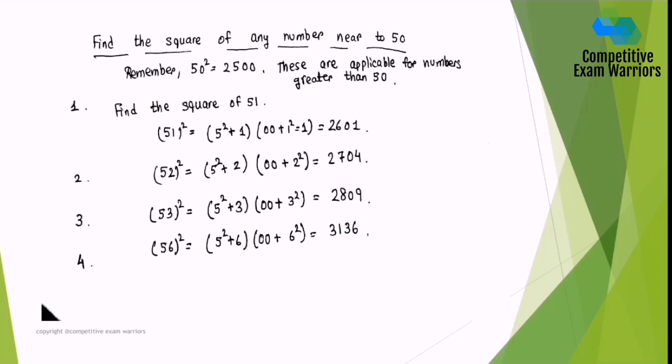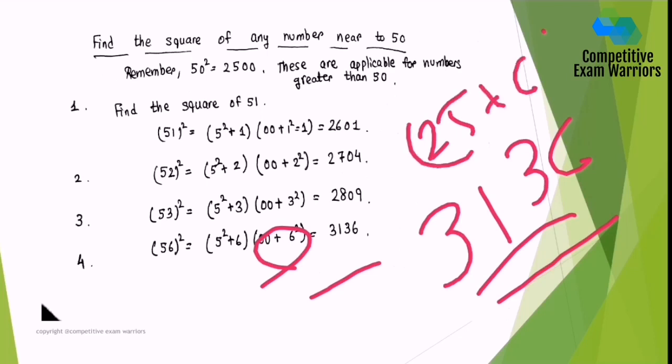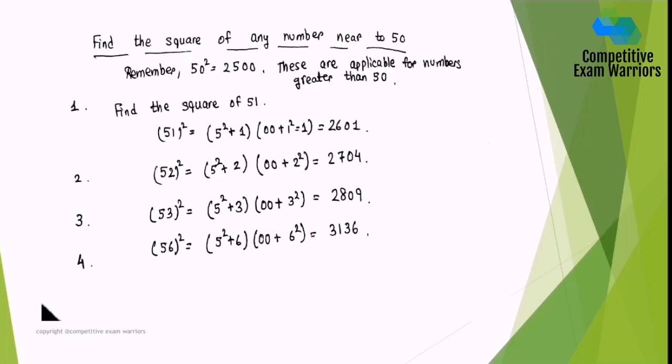Let's look at the last one, that is 56 square. So how to find it out? It is more than 50 by 6 units, so the last part will be 0 0 plus 6 square, and the first part will be 50 by 2, 25 plus 6. Here 25 plus 6 makes it 31, and this will be 0 0 plus 6 square, that is 36, so the answer will be 3136. Hopefully it is quite clear. If it's not clear, please rewind the video again and again.